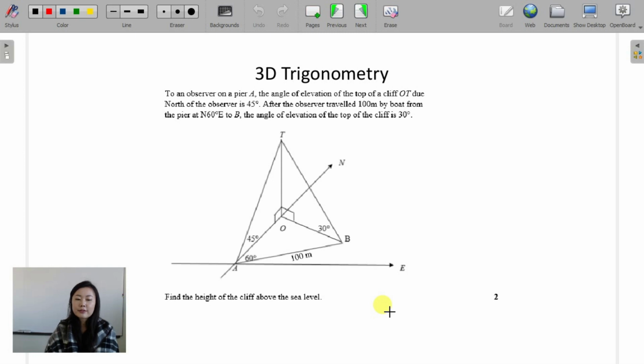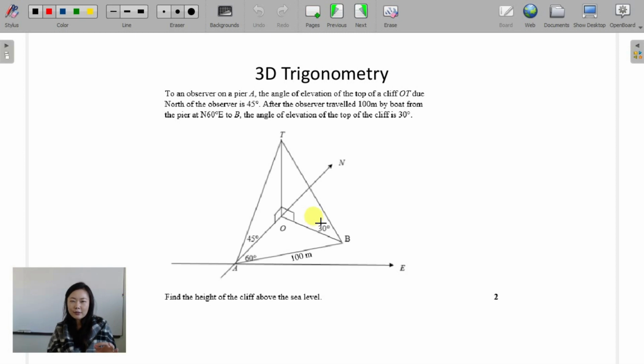Alright, so let's have a look at 3D trig. 3D trig is actually an interesting area because it used to be an extension 1 topic, and now you have to do elements of 3D trig in the advanced 2 unit course as well. So this question actually came from an extension paper, but it's definitely on the easier side. Hopefully for those 2 unit students out there who think, oh my god, I have to do 3D trig, this helps immensely. Alright, so don't fear 3D trig.